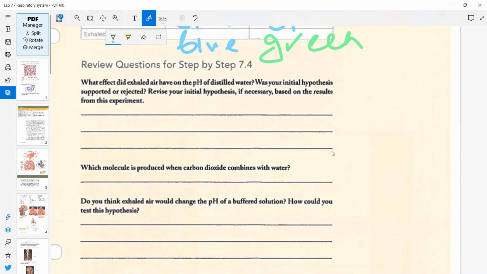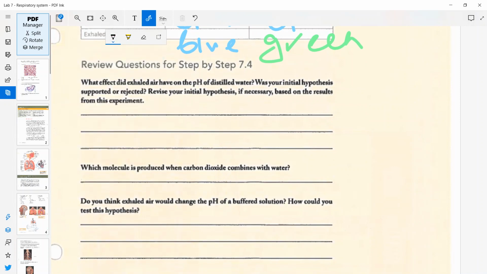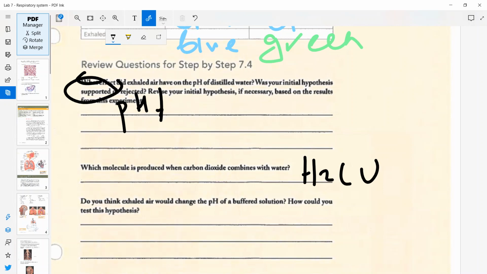So what effect did exhaled air have on the pH of distilled water? So that's the first question. Well, pH went down. Our initial hypothesis was supported. Which molecule is produced when carbon dioxide combines with the water? It's the molecule of carbonic acid.